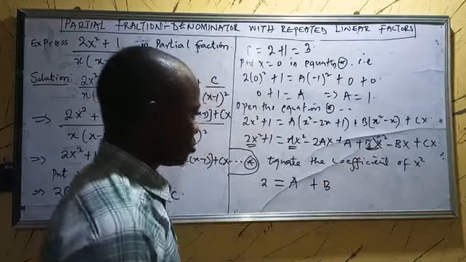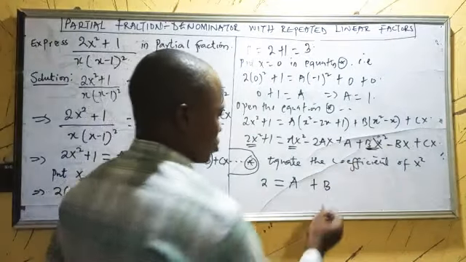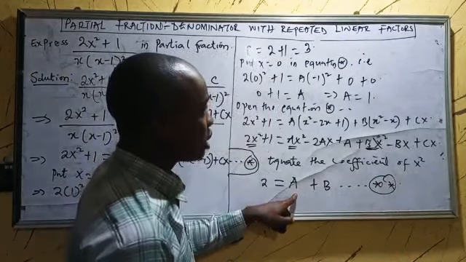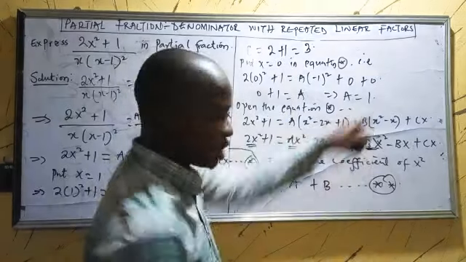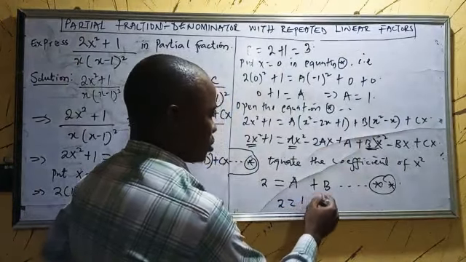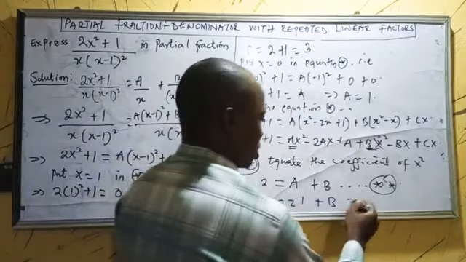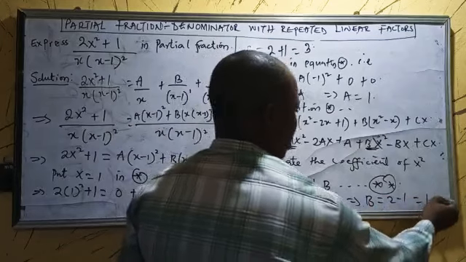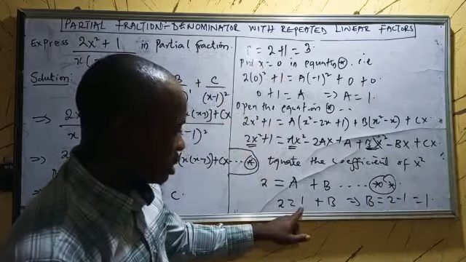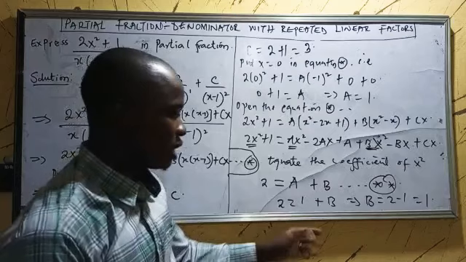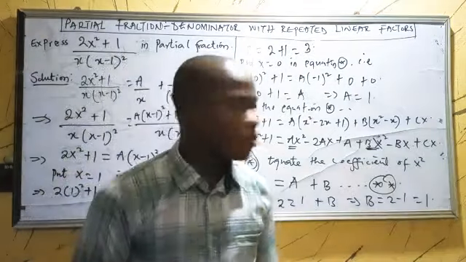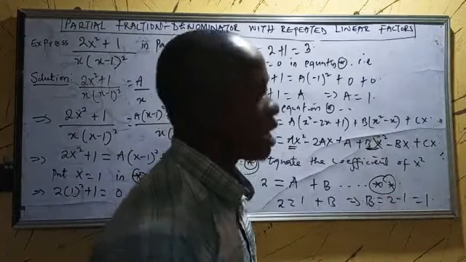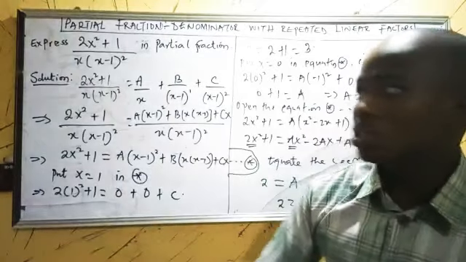So now we are looking for b, and we've already gotten our a. So what is my a? Our a is 1. So from here you have 2 equals 1 plus b. Are you getting it? So from there you have b equals 2 minus 1, which is equal to 1. So b equals 1. You can see that my a is 1, b is 1, and c equals 3. So we've already gotten all the constants now.